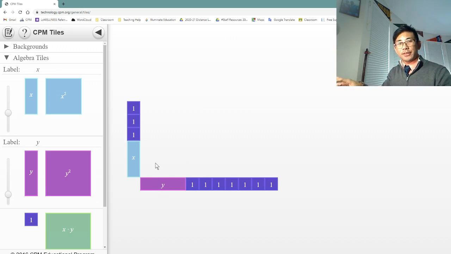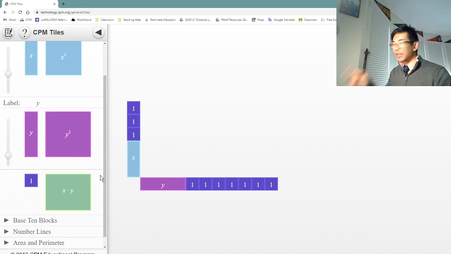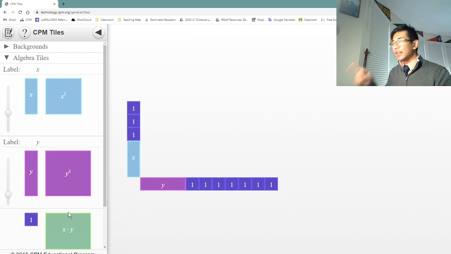Okay, so here's how we can do this. Check this out. If I break it up into a bunch of little rectangles, this rectangle will have dimensions of x by y, and thus an area of x times y. We actually have the exact right tile to do that, and it's going to be xy. The xy tile fits in there perfectly, super snug.